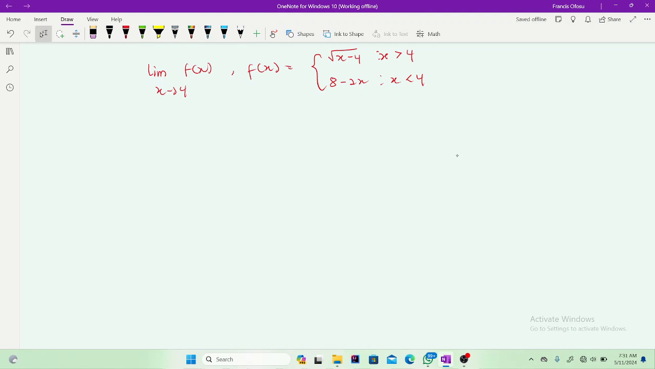So in this video, we'll be solving this limit problem, okay? So I have a limit here. It says limit as x approaches 4 of f of x, where f of x is given as this piecewise function: square root of x minus 4, where x is greater than 4, then 8 minus 2x, where x is less than 4, okay? So let's get straight to what we have.